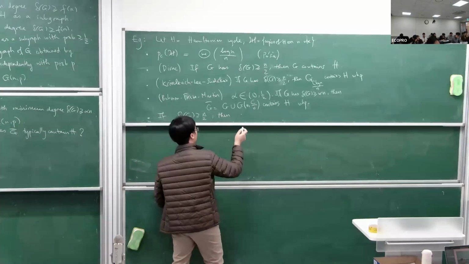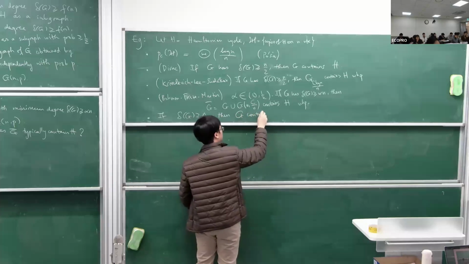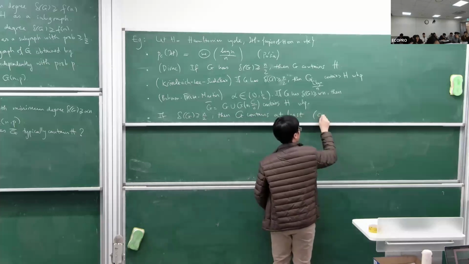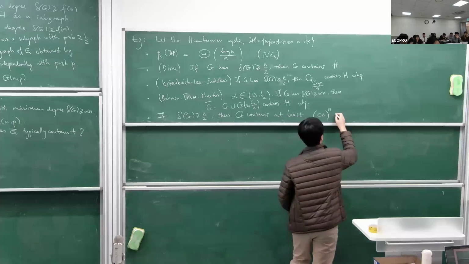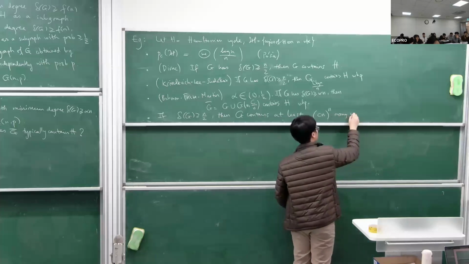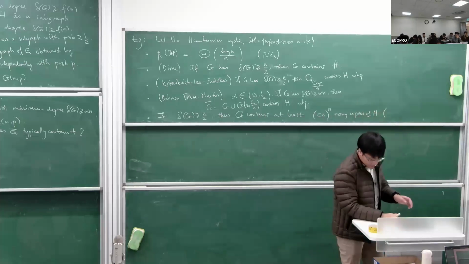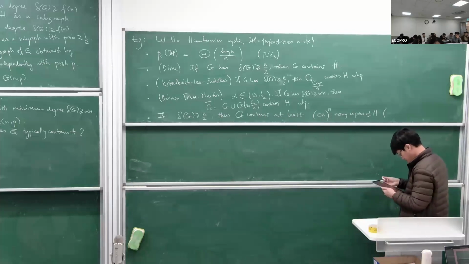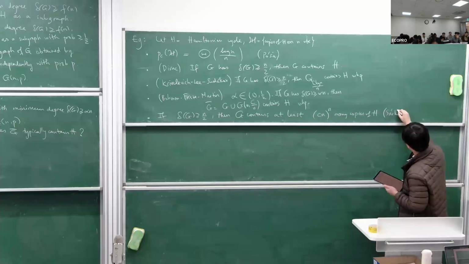So we will be able to say that G contains at least some constant times n to the n many Hamiltonian cycles, many copies of it. So this is a result of Sárközy, Selkow, and Szemerédi.